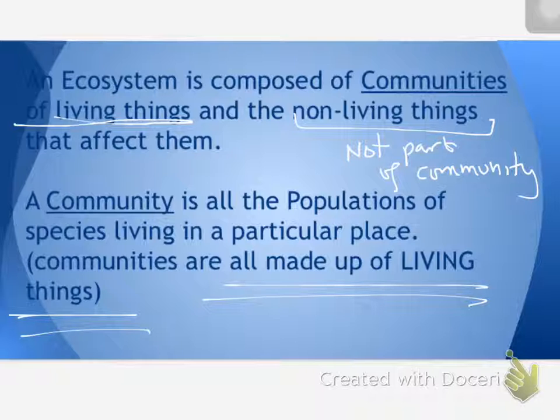So, is the amount of precipitation that the forest got last year part of the community? Yes or no? No, because that's an abiotic factor. So it's part of the ecosystem. The things that make up the community are the living things. The abiotic factors plus the community, that's the ecosystem.